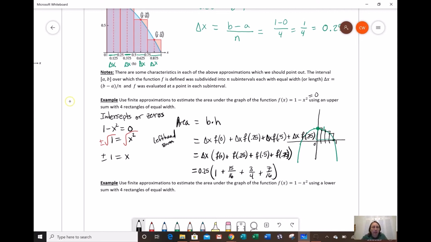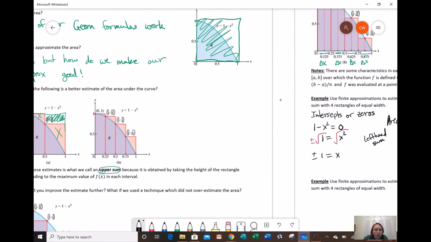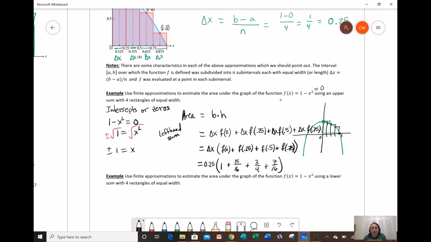I want to make sure I got that right. Yeah, okay. All right, so add these numbers up and multiply by 0.25. So 0.25 times, this calculator doesn't do fractions. Oh, I know how to do it, okay.